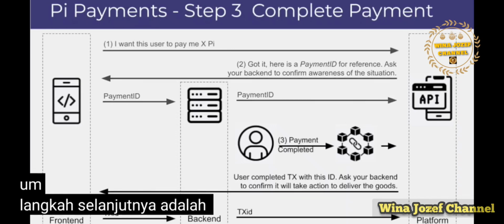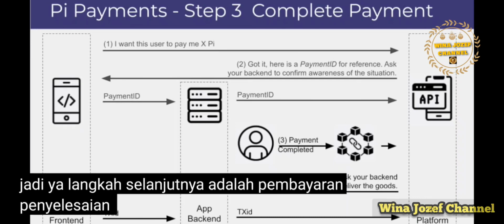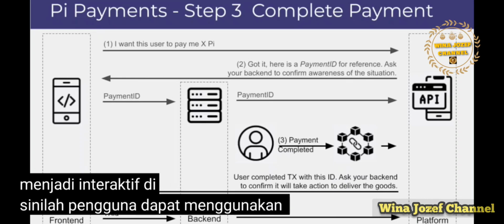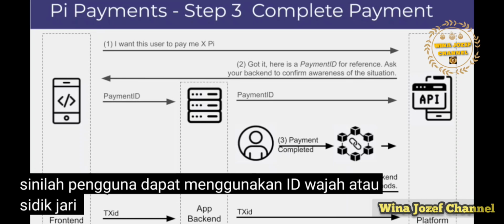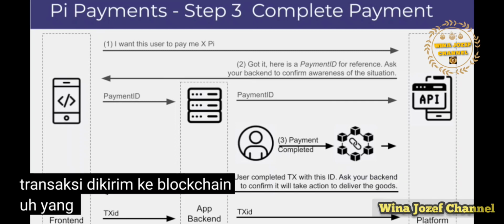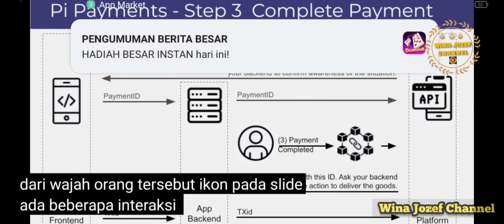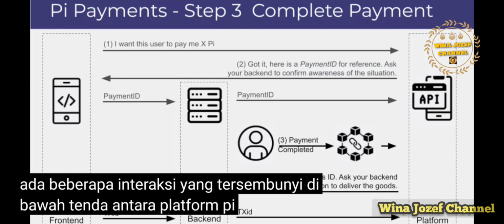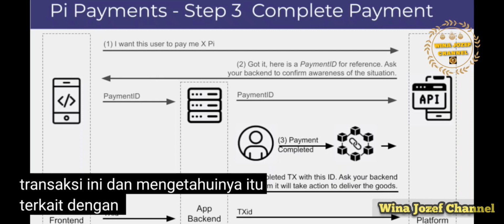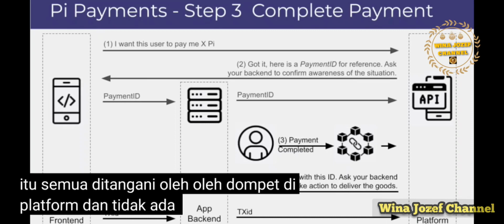The next step is payment completion, and this is where the user flow becomes interactive. This is where the user gets to either use Face ID or fingerprint or manually type their passphrase to sign the transaction. The transaction gets sent to the blockchain, which is the first arrow starting from the person's face icon on the slide. There is some interaction that is hidden under the hood between the Pi platform and the blockchain in order to pick up this transaction and know that it is linked with a given payment ID. And that is all handled by the Pi wallet and the platform, and none of it is the responsibility of the developer.